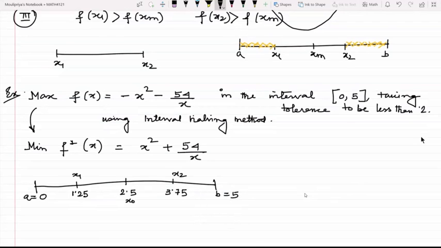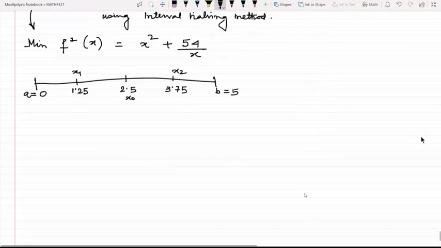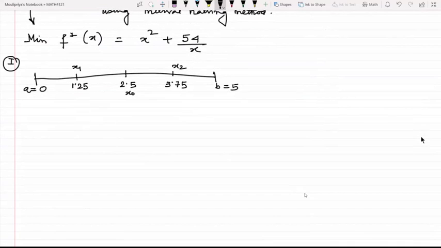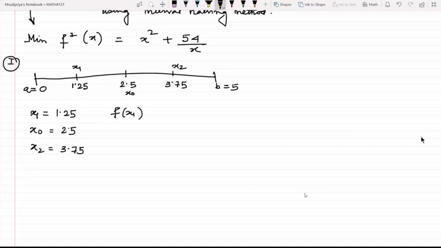Okay. So we need to calculate. X1 is given by 1.25. X0 is given by 2.5. X2 is given by 3.75. So we need basically to calculate f of x1, f of x0, and f of x2. Would you like to tell me what are the values?